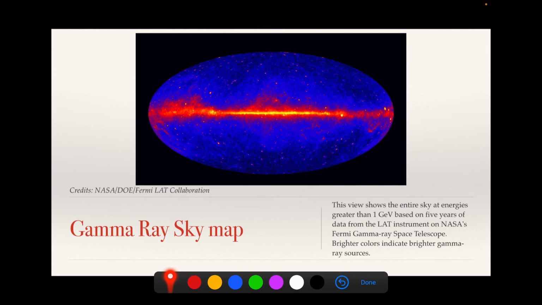One of these was also made by CGRO, or Compton Gamma Ray Observatory, and then of course the latest one is made by Fermi. I'm going to show you two images, and they will demonstrate the improvement in resolution of gamma ray observations in the 25 or so years between the launch of CGRO and the time Fermi made this gamma ray sky map.